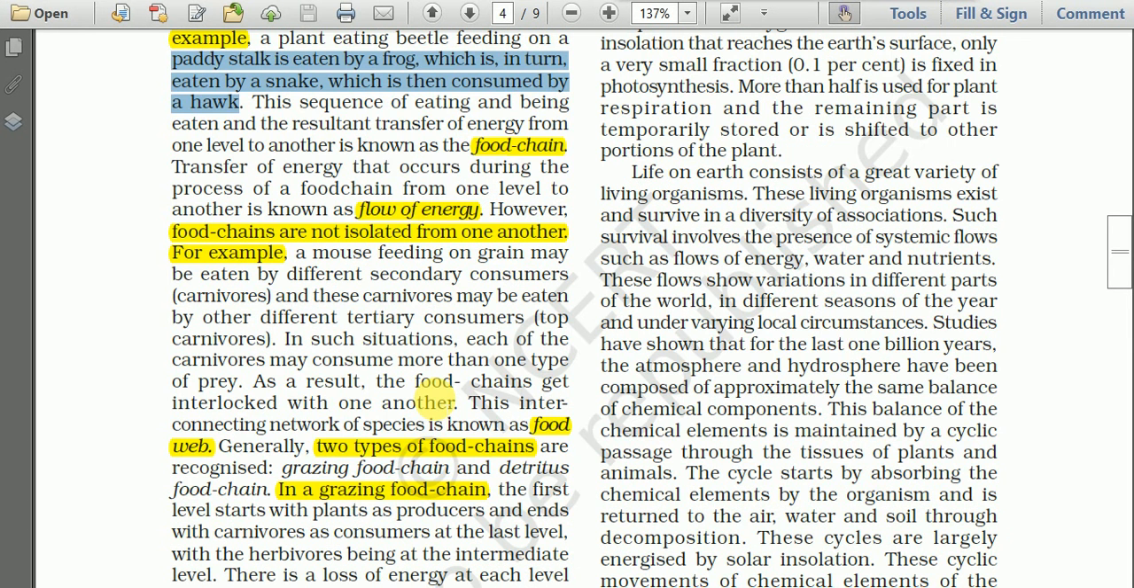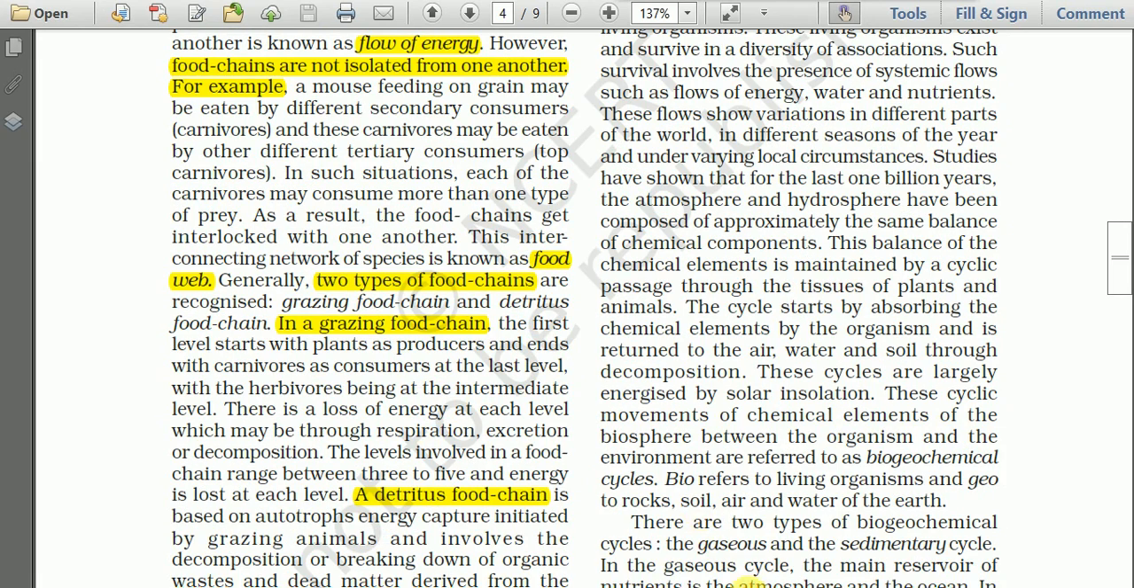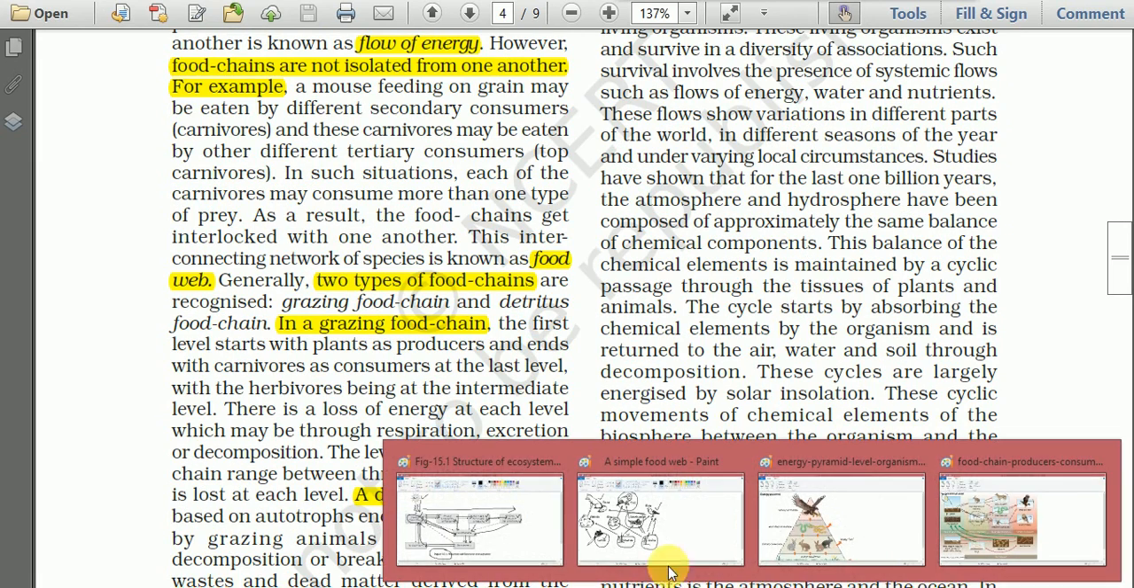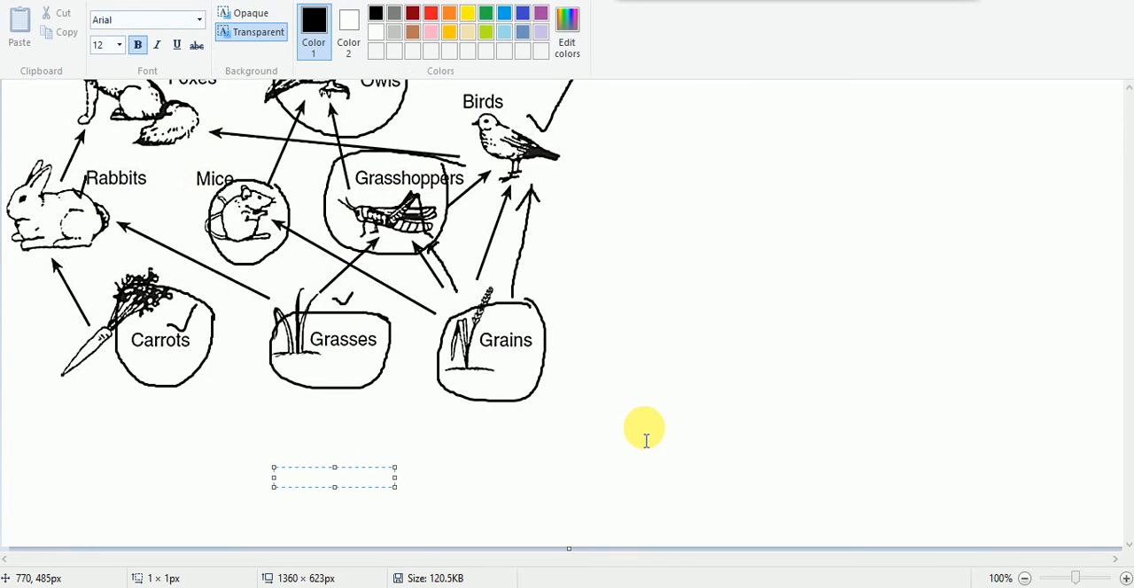Or can you give me another example of a grazing food chain? Let me give you another one also. See here, it is very small.